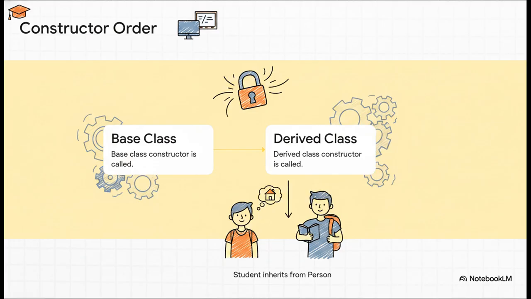When you create an object of a derived class, what actually happens first? Well, step 1, the base class constructor is called. And then step 2, the derived class constructor is called. So for example, if your student class inherits from a person class, the person constructor runs before the student constructor. Professors and technical interviewers literally love testing this exact sequence, so definitely lock this step-by-step process into your memory right now.